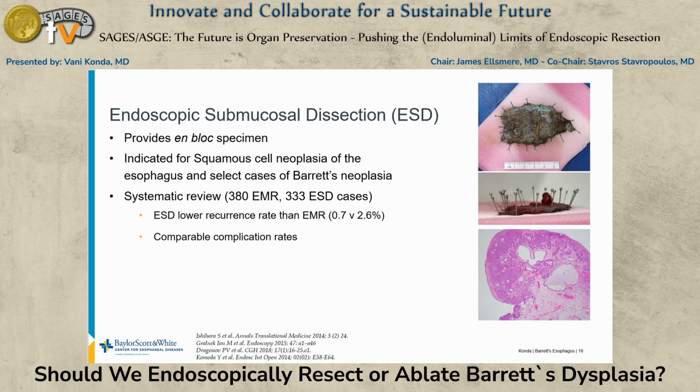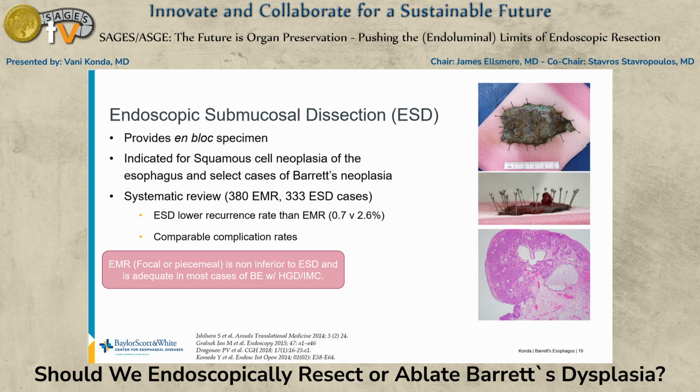Endoscopic submucosal dissection is a topic that we're going to hear more about during this session. It's indicated for most cases of squamous neoplasia in the esophagus and can be used for select cases of Barrett's neoplasia. In a systematic review, we can see that ESD does offer lower recurrence rate than EMR, and they have comparable complication rates. Overall, generally, it's thought that EMR, whether it be focal or wide field EMR, is not inferior to ESD in most cases of Barrett's with high-grade dysplasia or intramucosal carcinoma.